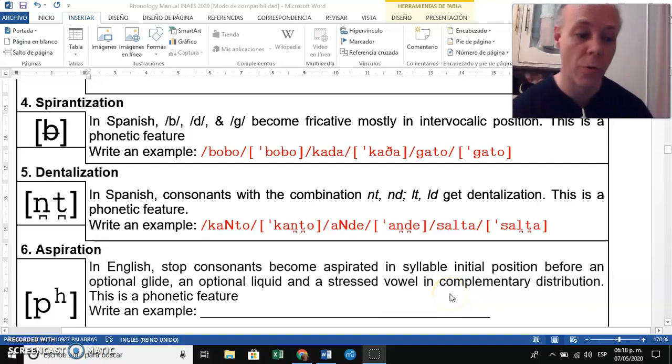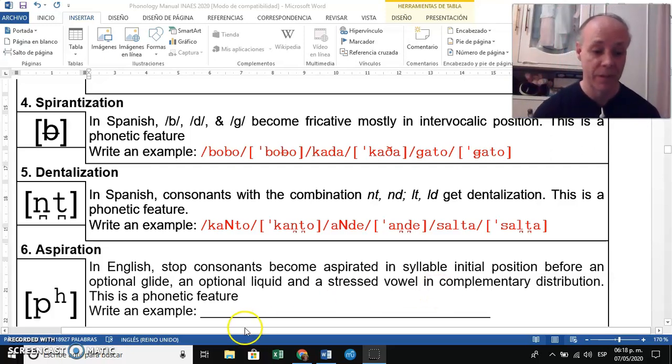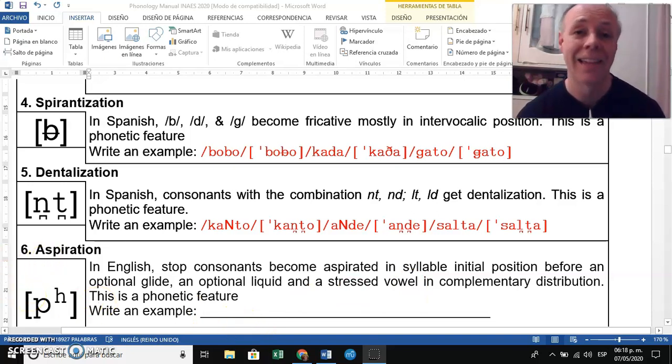Alright, let's continue with the fourth allophonic variation, and this one has a funny name. It's called spirantization. And it's a Spanish feature, okay? It has to do with the fact that Spanish has soft sounds, with three specific sounds, b, d, and g, which are all voiced stop sounds, okay?